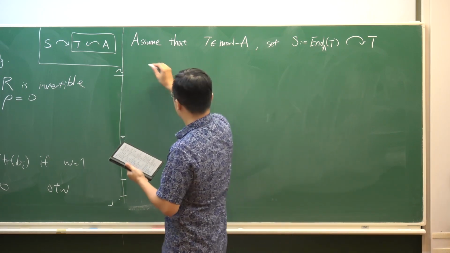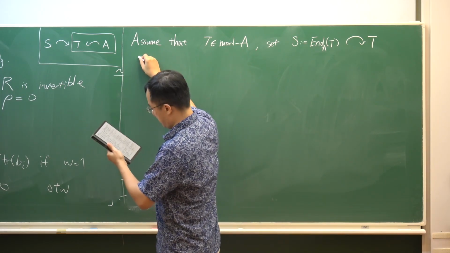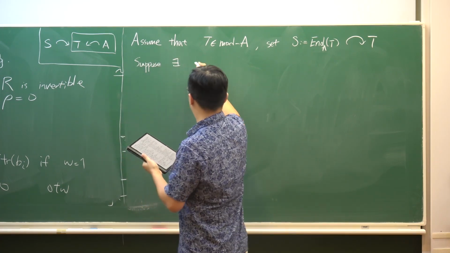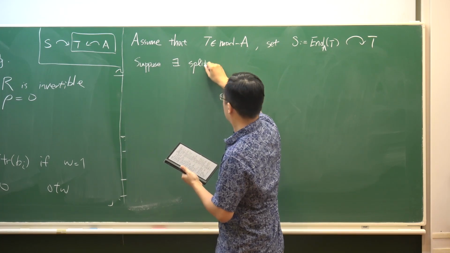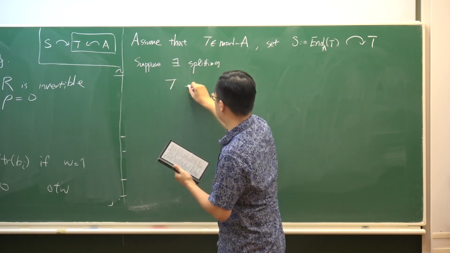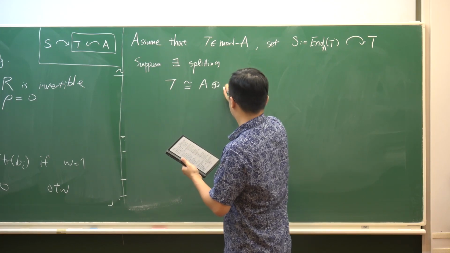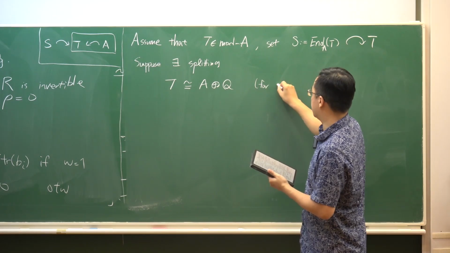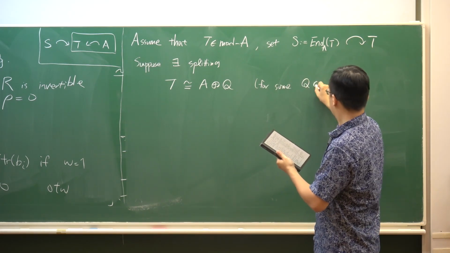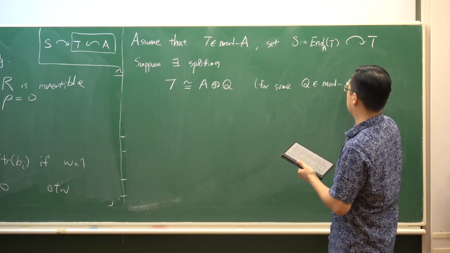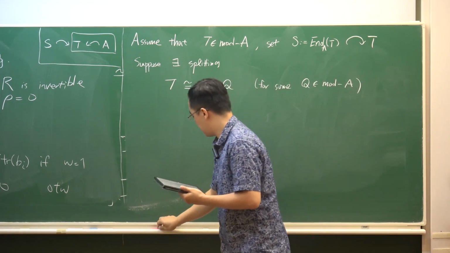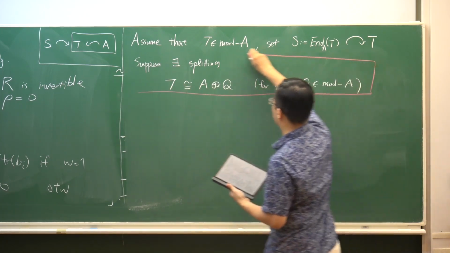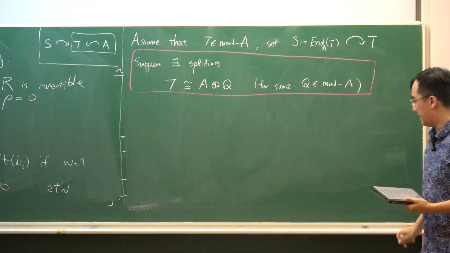And then the source statement is that suppose you have a splitting of T as a direct sum Q for some right A module. Yes, so this is an isomorphism as A module.